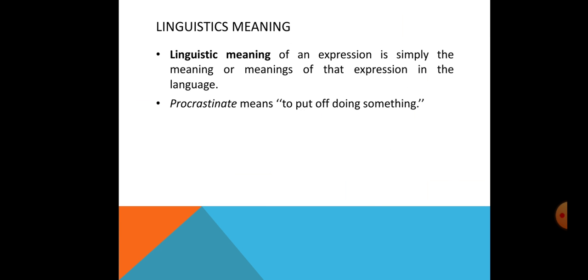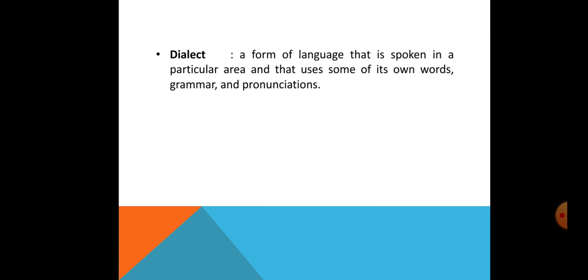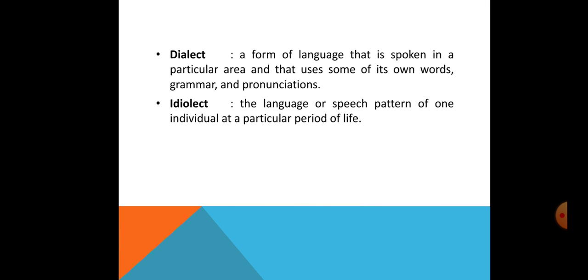Based on linguistic meaning, linguistic meaning of an expression is simply the meaning or meanings of that expression in the language. For example, procrastinate means to put off doing something. It means you are delaying something. Meanwhile, dialect is a form of language that is spoken in a particular area and that uses some of its own words or grammar and pronunciation. Meanwhile, idiolect is the language or speech pattern of one individual at a particular period of life.